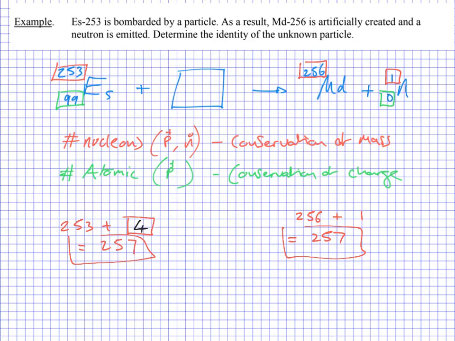And so this is probably giving it away for you right now. Oops, I've used the wrong color. I wanted to use blue. Let's go ahead and put that in. 4 is the nucleon number, the number of nucleons in this particle.